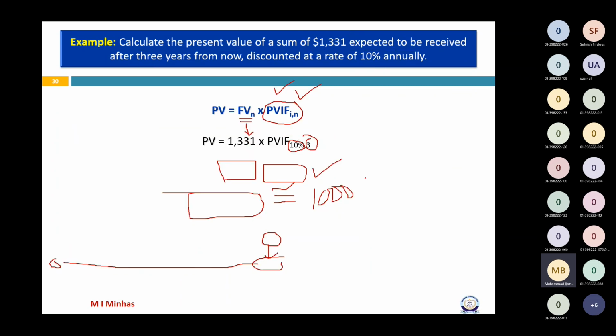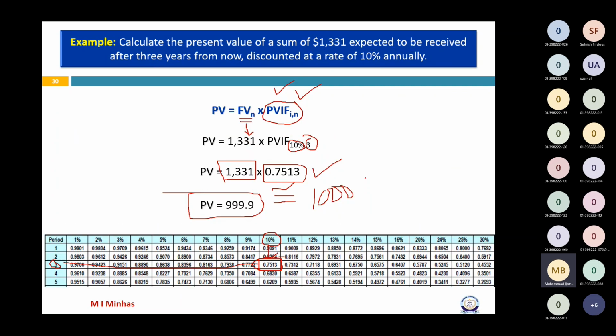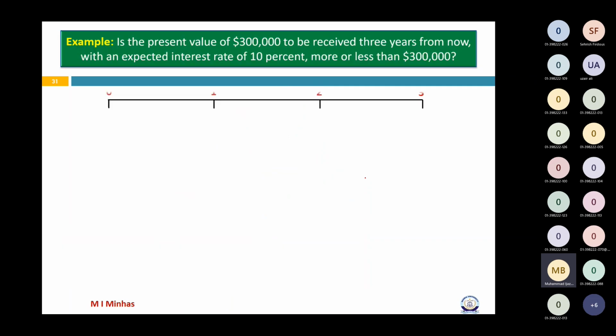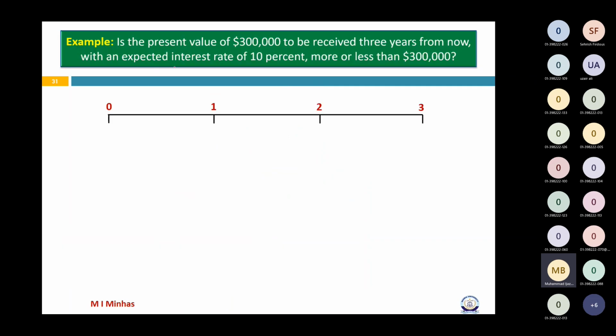Okay, so with this, we have covered, I guess, all the basic concepts. Now let's have one more. I guess there's one more example here. No, this is not an example, this is just a concept. Is the present value of this, to be received 3 years from now with an expected interest rate of 10%, more or less than 300,000?